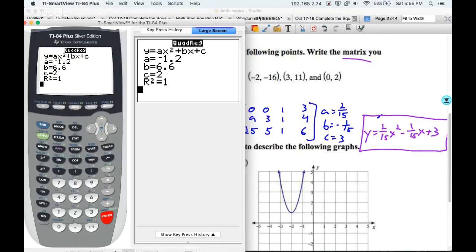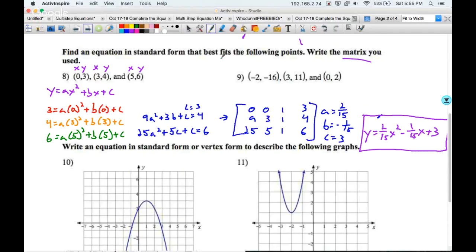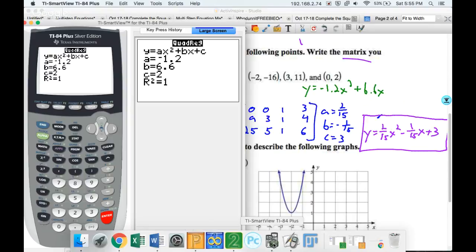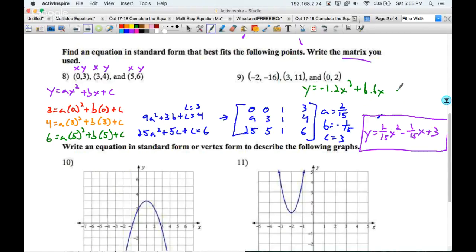-1.2, 6.6, and 2. So this one is y equals -1.2 x squared plus 6.6 x plus 2. So that's why I make you write the matrix that you used, to prove that you can do it that method.